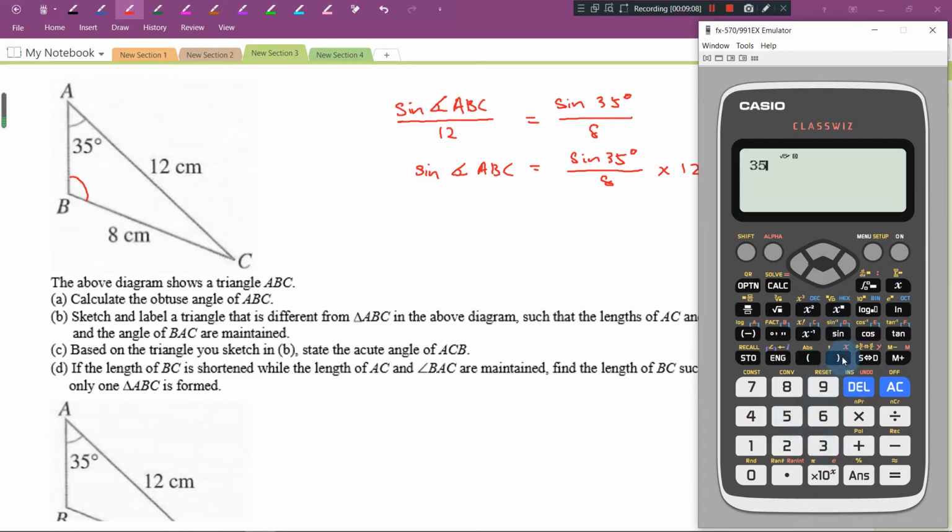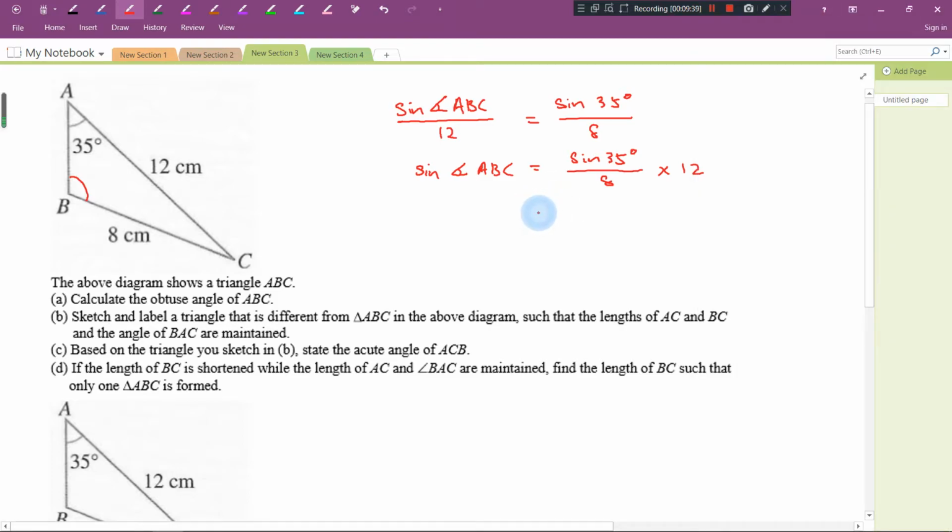Sine 35 over 8 times 12, right? You can take 5 decimal places if you want to be more accurate, or just 4 decimal places. How about I take 5 decimal places? 0.86036.